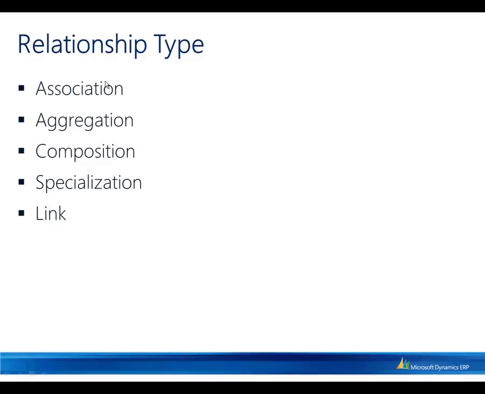We are going to take a look at association, aggregation, and composition in more detail in a little bit. When two tables participate in an inheritance hierarchy, then on the child table or the derived table, the relationship type is specialization. Link is how we specify self relations.